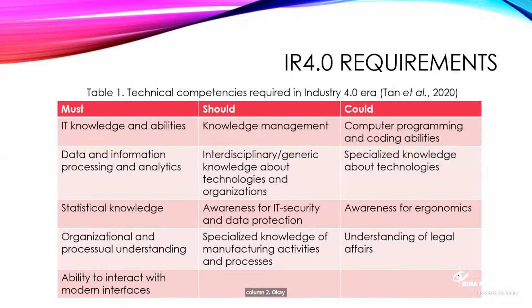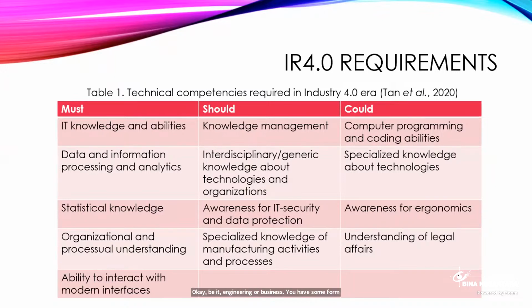So in column 1, what we have is IT knowledge, data processing, statistical knowledge, organizational understanding, and interaction with modern interfaces. So I think in this case, most of us have, most universities do cover these elements, in whichever course you study, be it engineering or business. You have some form or some of these courses.